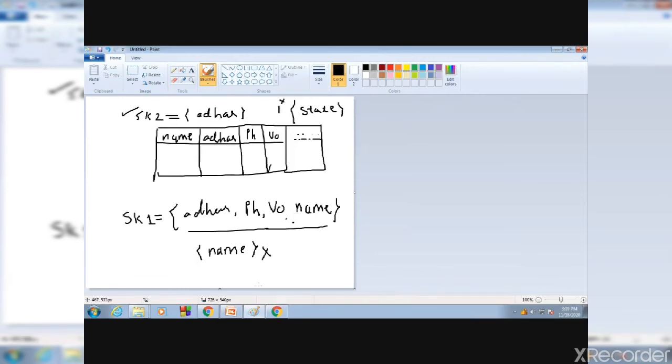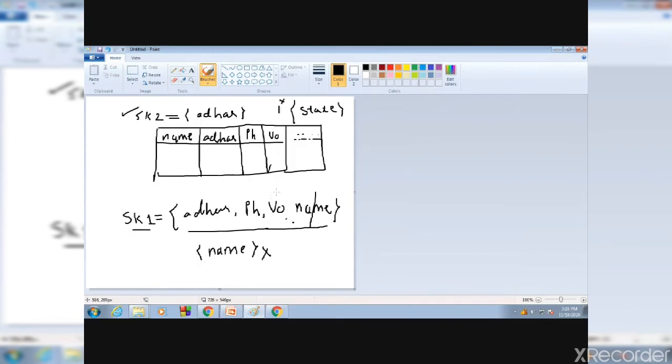Next one is key. Here this is a super key. Now a key is a minimal set of this super key. If I remove any of these attributes and the super key still holds good, then it is not a key. For example, take super key 1 and super key 2. Here if I remove this name, can I get the row individually? Yes. So this sk1 is not a key.